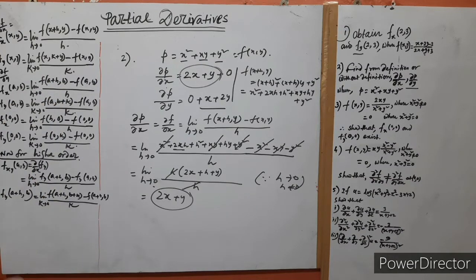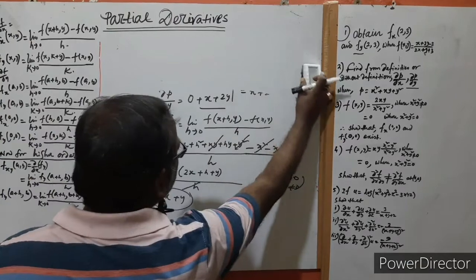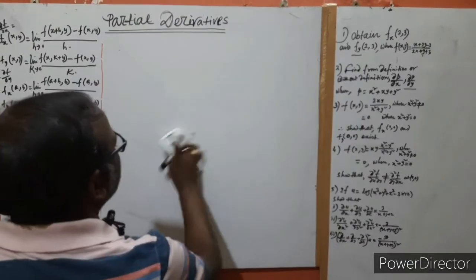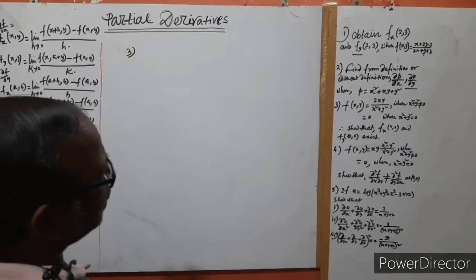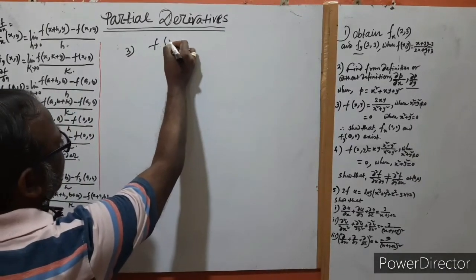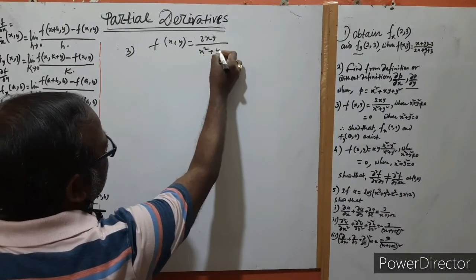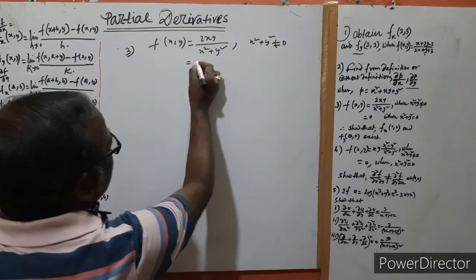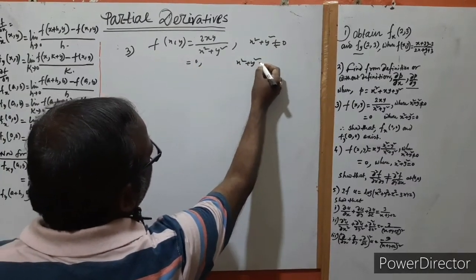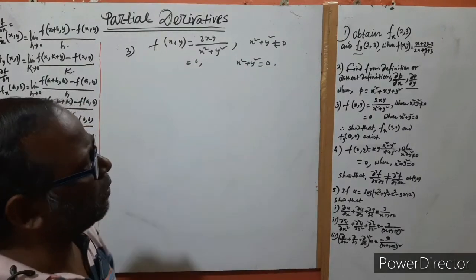Now the next question is the third. Question 3 is a very interesting question, so see carefully. Most examinations for B.Sc and B.Tech always give this type of question, and questions 3 and 4 are very interesting. You are given f(x, y) = 2xy/(x² + y²), where x² + y² is not 0, and f is equal to 0 when x² + y² = 0, that is, when x = 0 and y = 0.